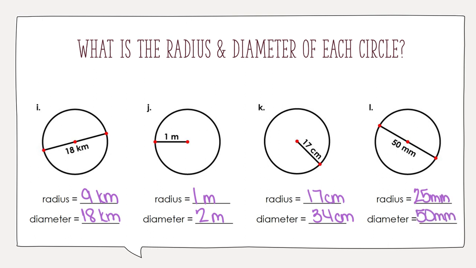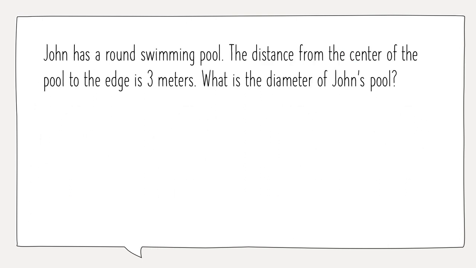Okay, and then we had letter M. John has a round swimming pool. The distance from the center of the pool to the edge is 3 meters and known as the what? What is that 3 meters, Kate? The radius. Good, that was the radius. Question wants to know, what is the diameter of John's pool? Millie? 6 meters. 6 meters, very good.